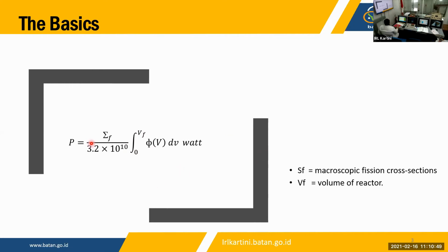So basically, we know that 3.2 times 10 to the power of 10 is the number of fissions needed to create 1 watt of power. So using this equation, we can know the power of the reactor itself. Here, if we know the flux, we can convert it into the power using this equation, like this.